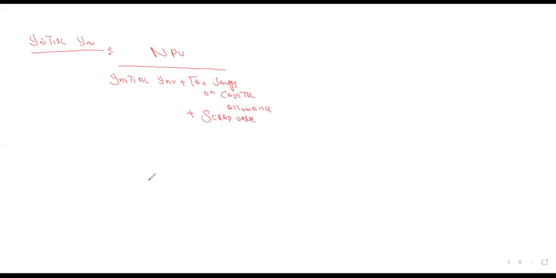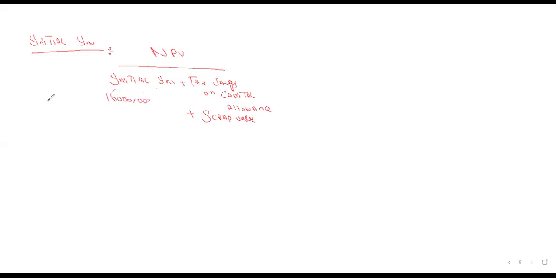So let's apply that. Initial investment, hold on. Initial investment we will take as it is, because this is in year 0. What was that? 16,000. So here you will take 16, not 16,000, 16 million.